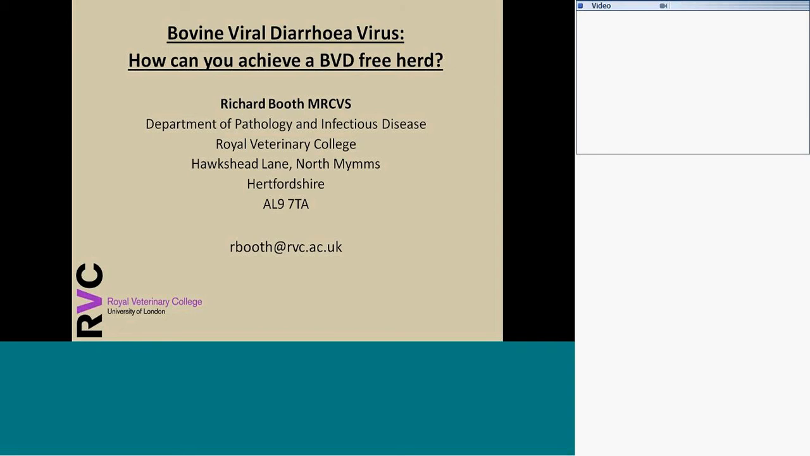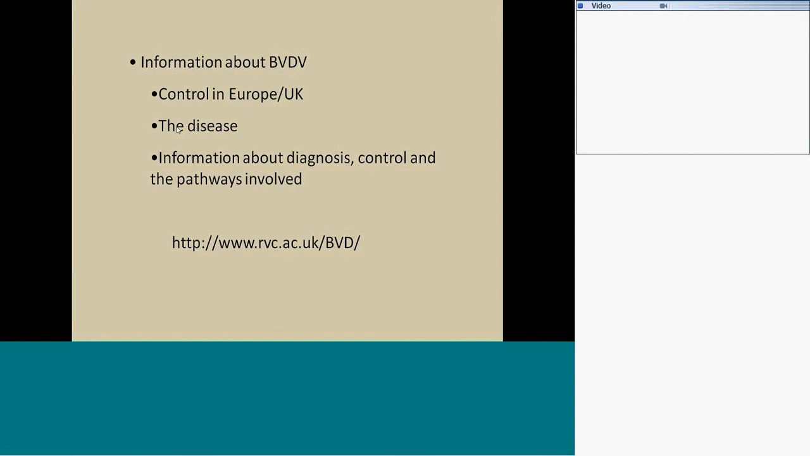We're going to chat through BVD and really start to talk a little bit about some of the diagnostics and how you might get to a point where you can achieve a BVD-free herd. Last time we talked about information about the control of BVD disease in Europe, and we spoke about the pathogenesis of the disease and how it would affect your herd if you had it present. And this evening we're going to talk about diagnosis and control and the pathways that are involved in getting to that.